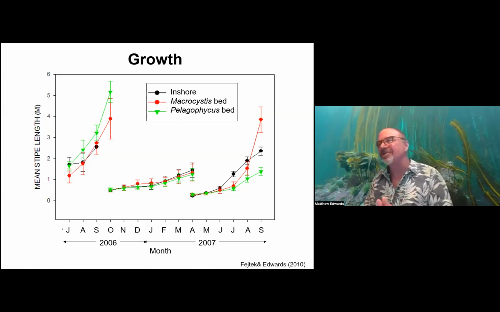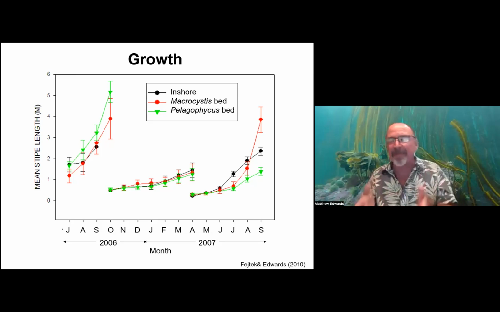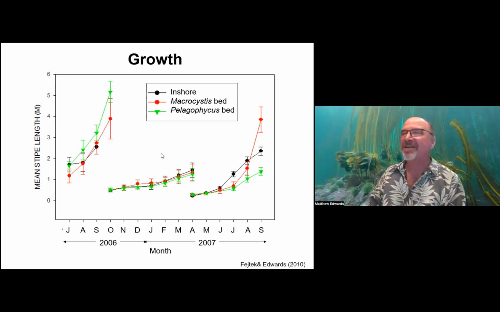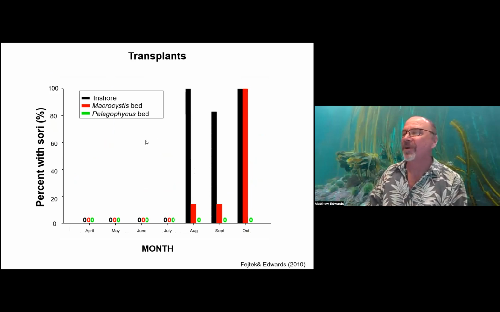But take a look at these. There's no difference in the mean stipe length. They're all growing. It didn't matter what you did with them. You took them from deep to shallow, back to deep, in the middle. The adult sporophytes grew just the same in these. So it wasn't the adults. It wasn't the sporophytes doing this. And in fact, if you look at the percent with sori, it took almost a year for these things to become reproductive.